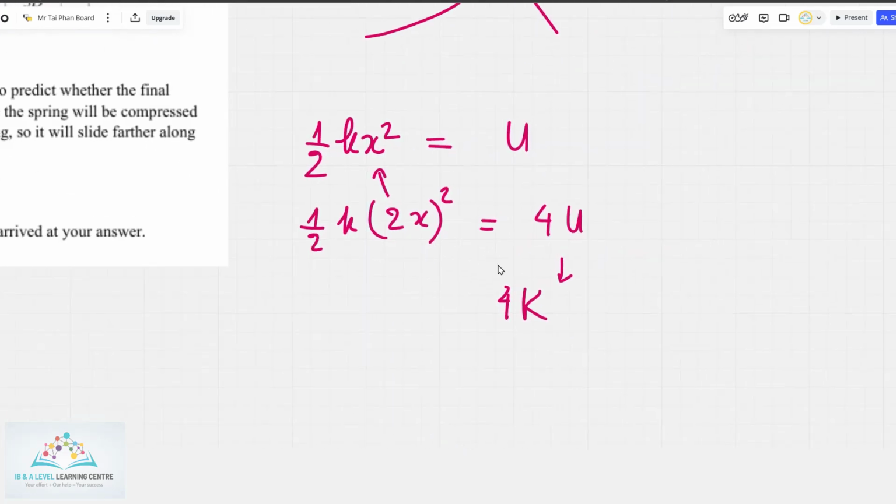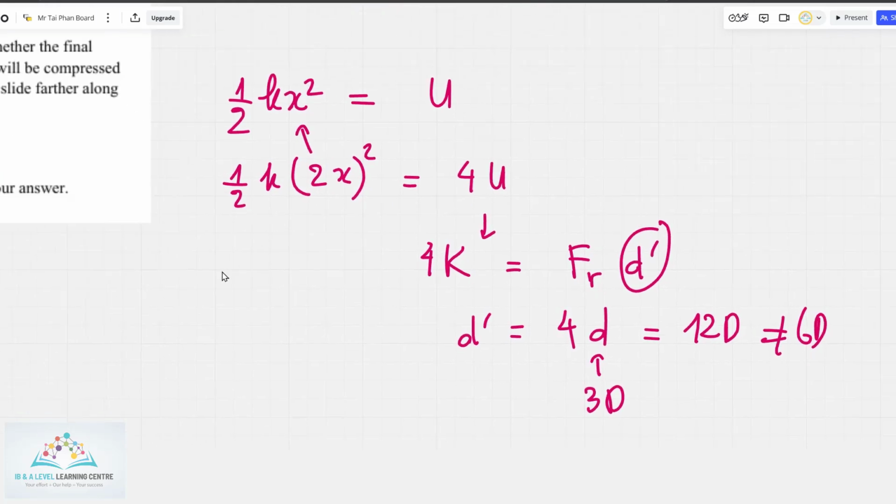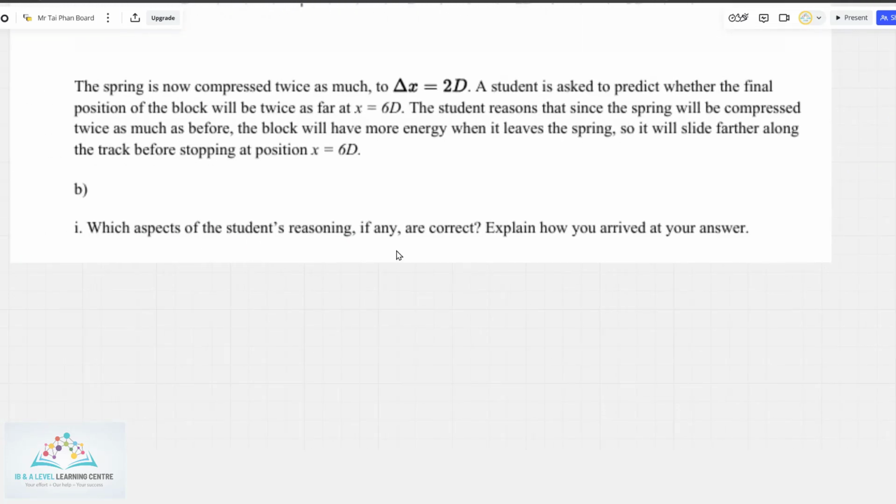And so the stopping distance, which is determined by this 4K divided by the work done by friction, multiplied with the new distance. This is the new distance. The new distance will be 4 times the old distance, which is 3D, to stop the object. And therefore the new distance must be 12D, not 6D. So the student here is partially correct by saying that the stopping distance will be higher.